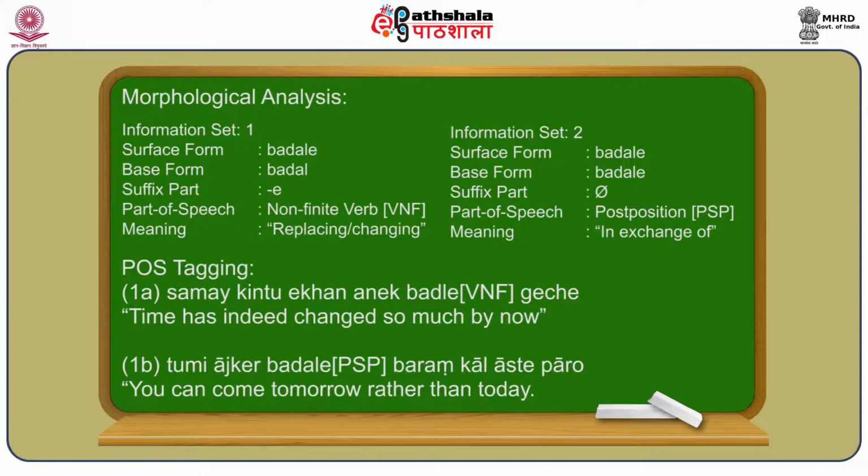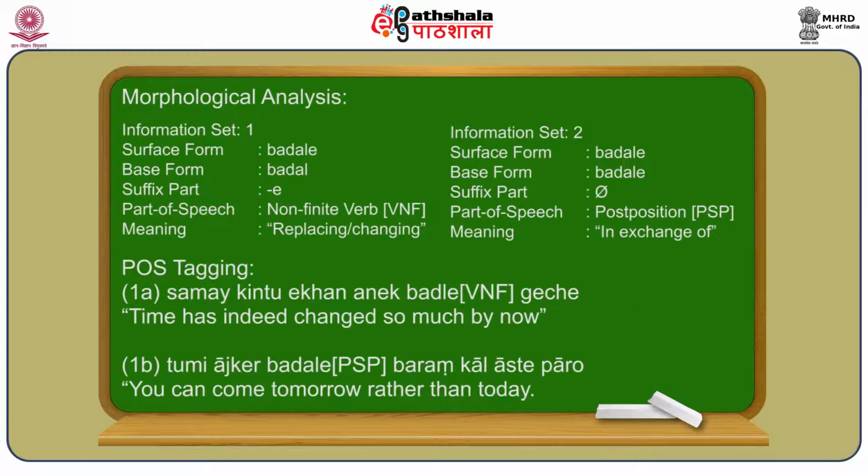সময় কিন্তু এখন অনেক বদলে গেছে. In that case, বদলে is a non-finite verb, so you can get বদল plus e. But তুমি আজকের বদলে কাল এসো. Here বদলে is basically a postposition, which is an unbreakable unit.